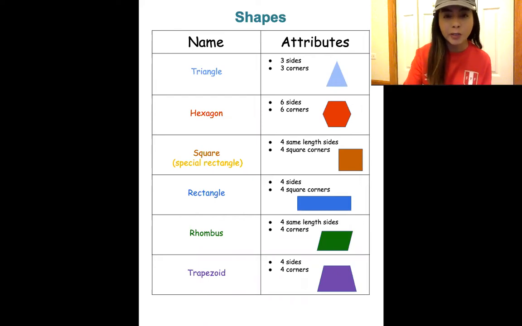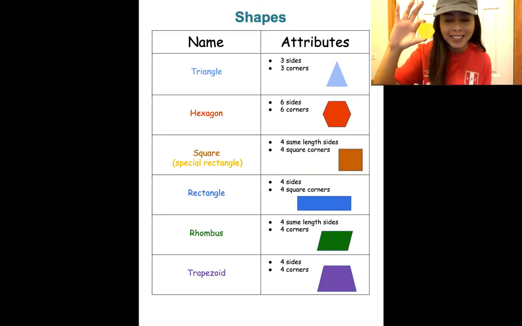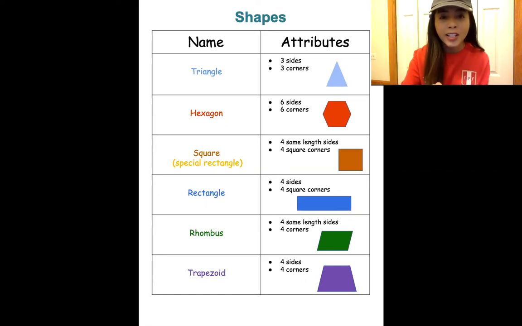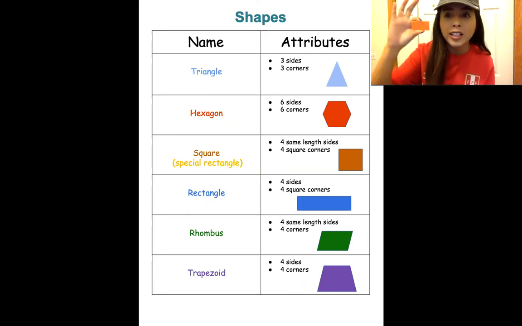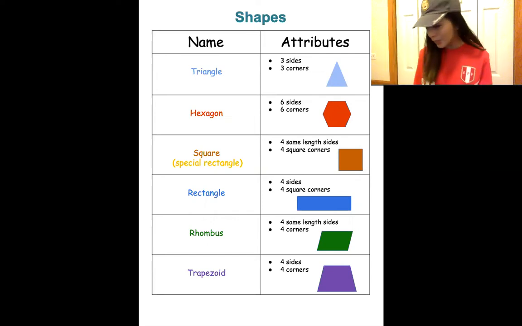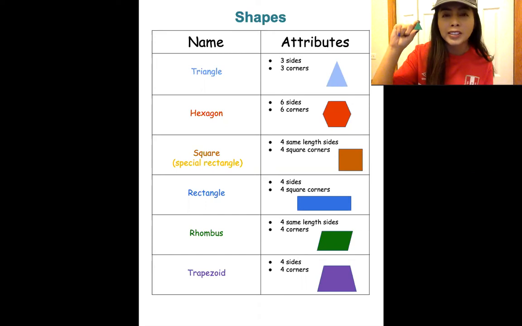Let's look at the next shape. What shape is this? This is a square. Good. What else is this called? A special rectangle. Let's look at our next shape. What shape is this? It's a hexagon. Good job. Let's look at our next shape. What shape is this? Hmm, it's a rectangle. Great job. And let's look at our next shape. What shape is this? It's a triangle.